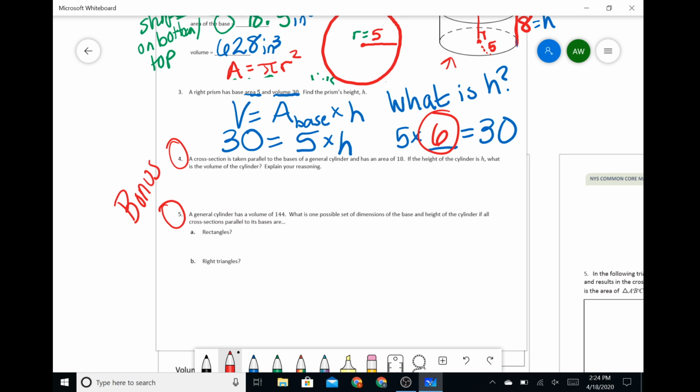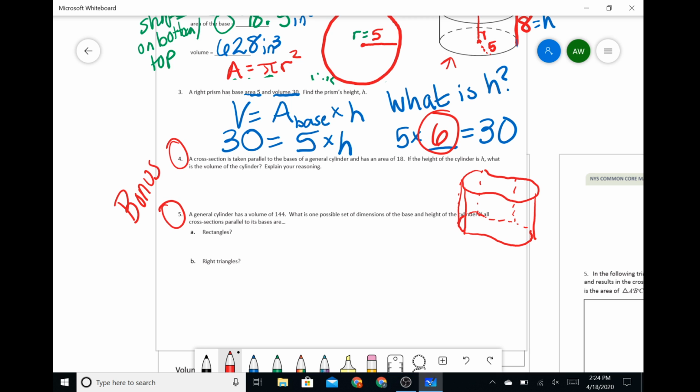Okay? All right. So number 4, this is saying a cross-section is taken parallel to the bases of a general cylinder. So a general cylinder just means that we've got some weird funky shape, right? So I'm going to make that my shape. Okay, so that's the shape I'm going to use. There's my shape. It's a pretty bad drawing.